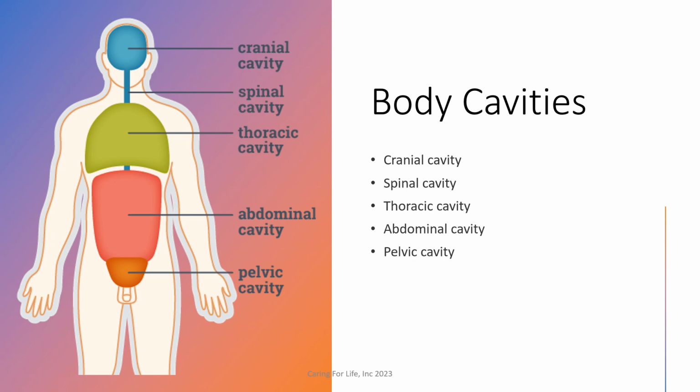And you have thoracic cavity, which is within the chest, that houses your heart, lungs, and major vessels. Your abdominal cavity, that's within the abdomen, that houses several major organs. And your pelvic cavity, which is inferior to the abdominal cavity, and that houses the bladder.